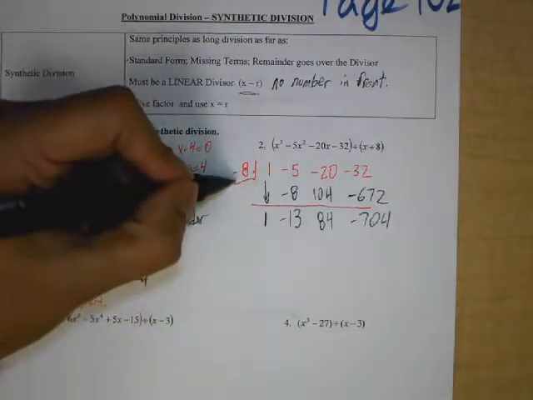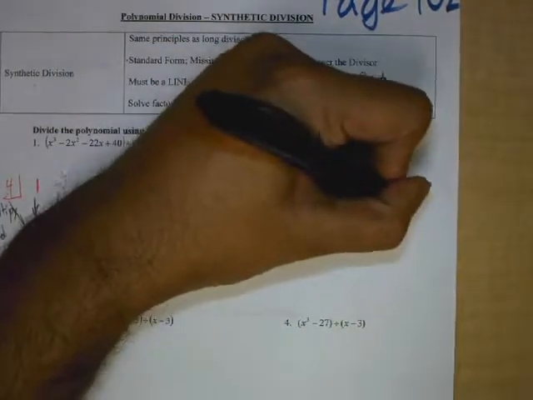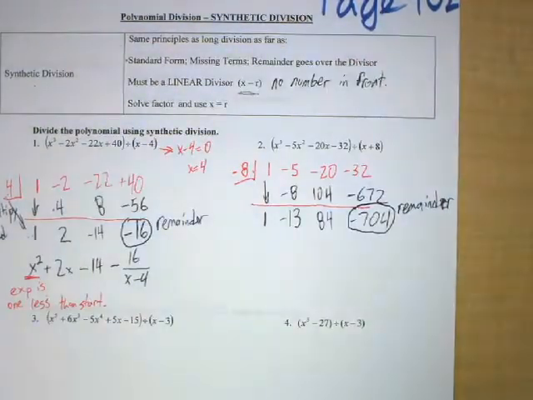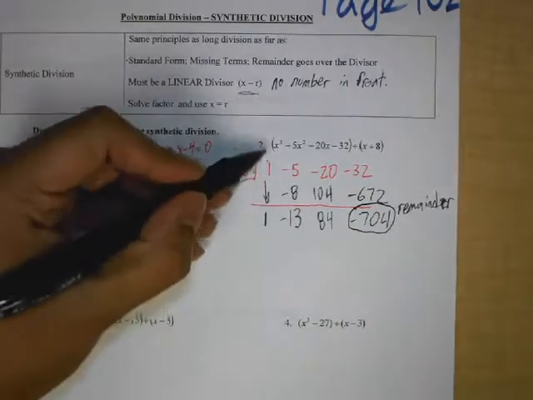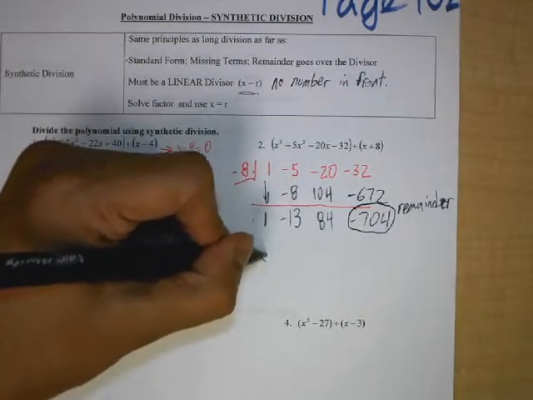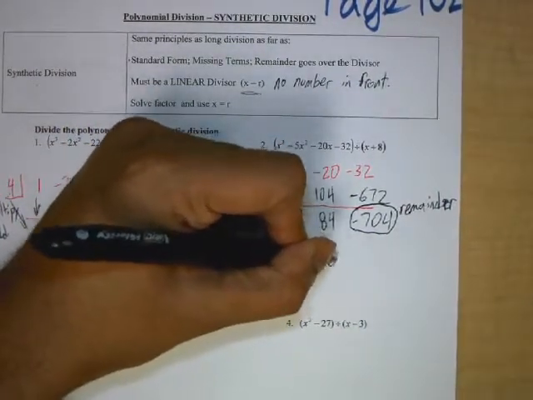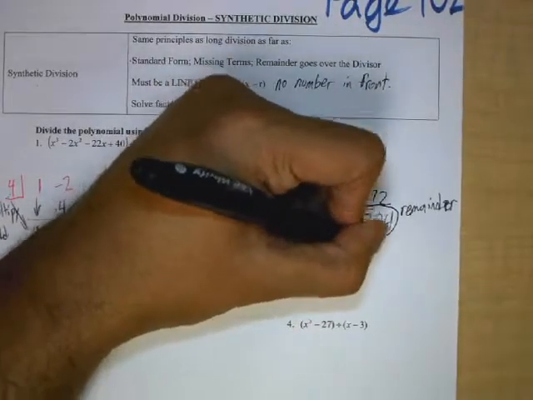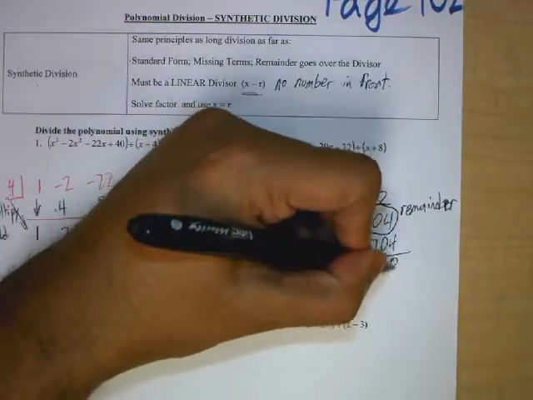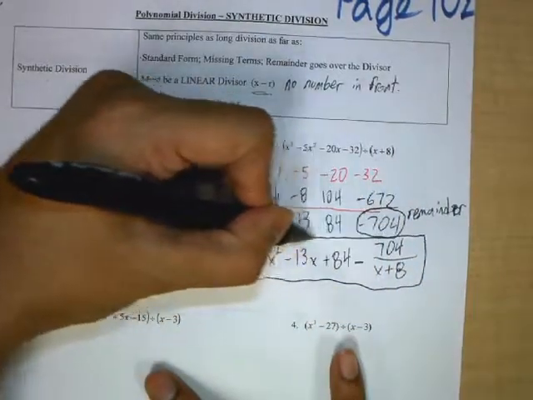All right, so now let's remember this is my remainder. Let's just note that. And let's get our answer from this point, okay? So again, I started with x cubed, so my answer is 1 degree less. So x squared minus 13x plus 84 minus 704 over x plus 8. Okay, so yeah, some crazy number, but still pretty manageable math-wise.